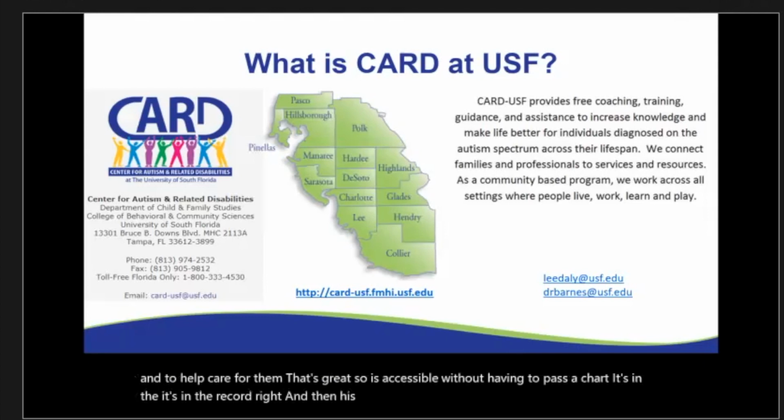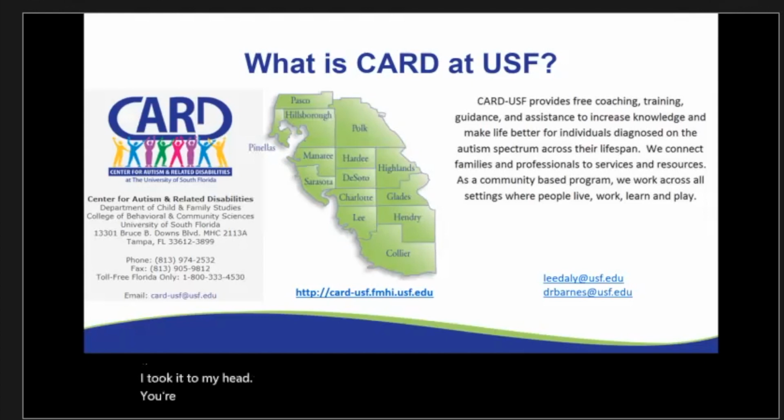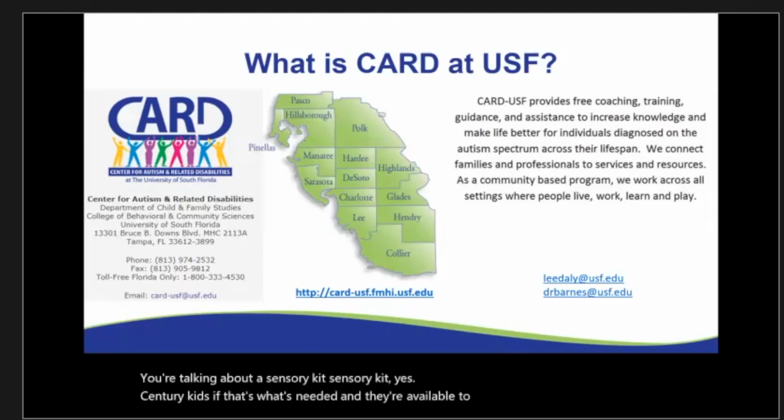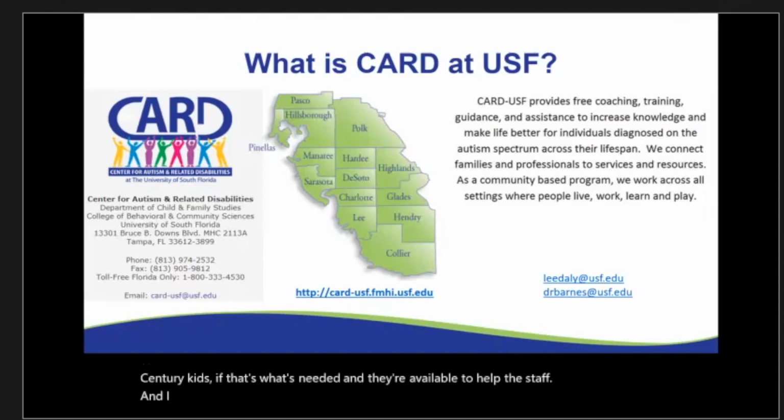And then his team does have kits, if that is what's needed. I have toolkits in my head, and that is not it, because I was talking about toolkits. Like a sensory kit. Sensory kit, yes. Sensory kits, if that's what's needed, and they're available to help the staff. Wonderful.